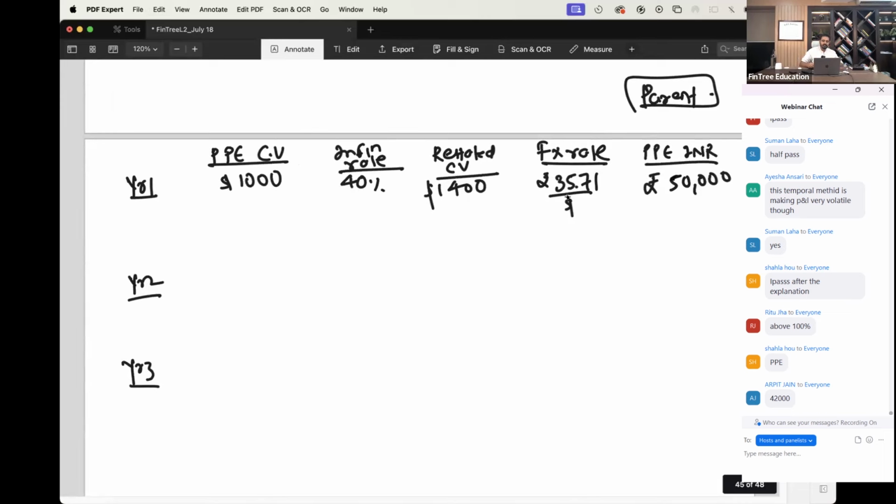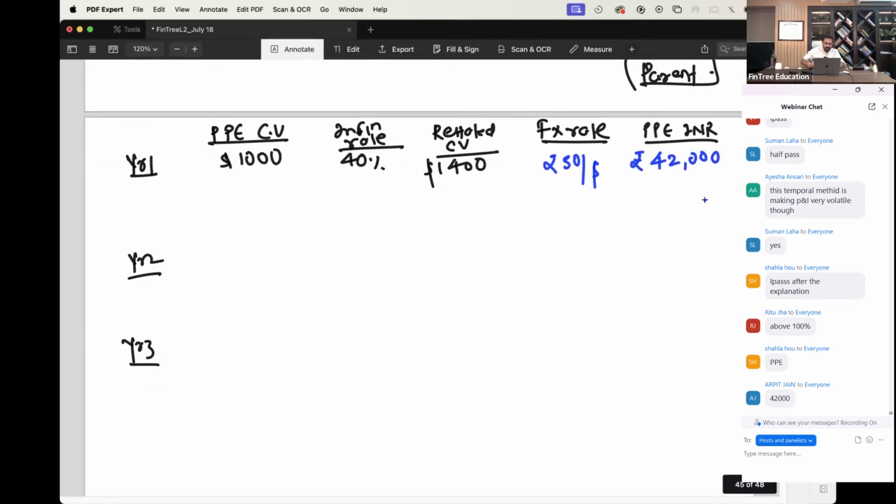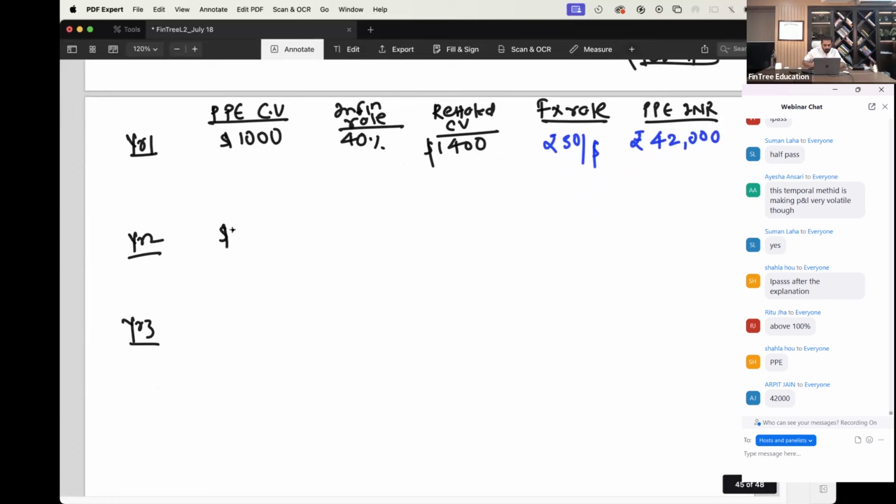But what was experienced in the market is that when a country gets into hyperinflation, the currency actually depreciates much more rapidly. So instead of this rate becoming 35, there is a possibility that this 35.71 actually becomes only rupees 30 for a dollar. If it becomes 30 for a dollar, your asset value is how much? 1400 into 30, how much is that? 42,000. So in rupee terms, that property, plant and equipment on your books would now be shown at 42,000. Fair enough.